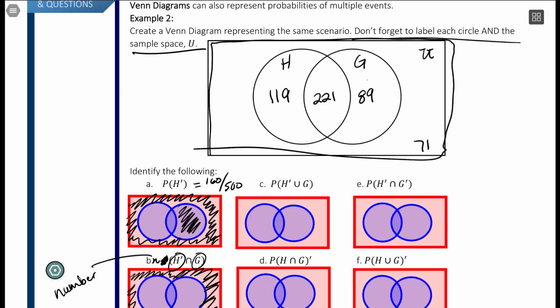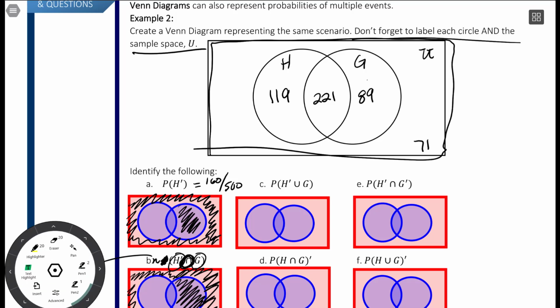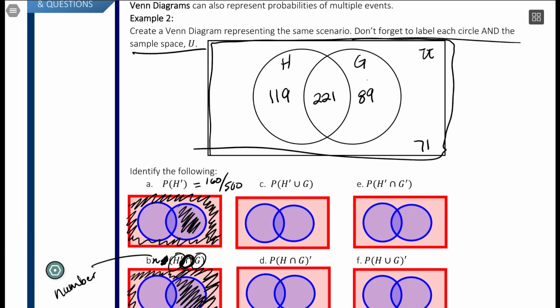Okay. These people are all non-homeowners, but they also have to satisfy that condition. We have to say, and they must be graduates. So now look at that second condition. Who are graduates? Let's choose a different color and color that in. My graduates are these.